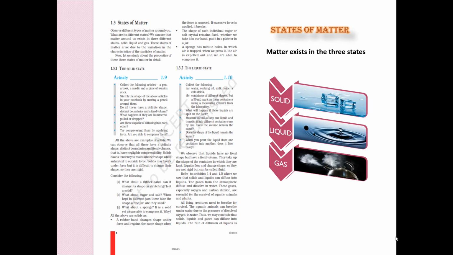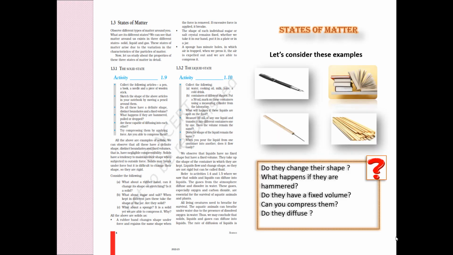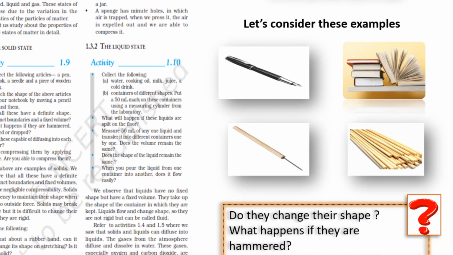Now let's start. In this discussion, we are going to see the details of the states of matter. So let's start with the solid state first. Let's consider these examples. Let us take a pen, a book, a needle, and a piece of wooden stick. Sketch the shape of the above articles that I mentioned just now in your notebook by moving a pencil around them. Now there are some questions pertaining to these 4 articles.